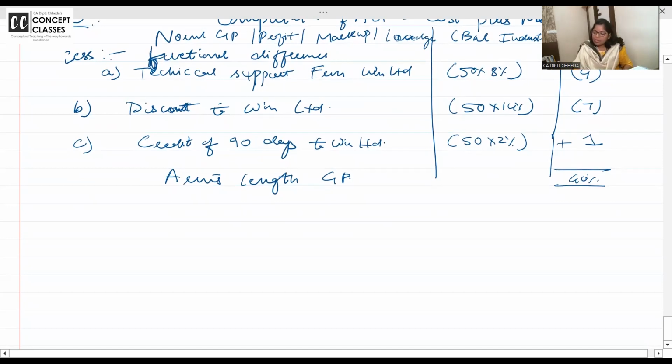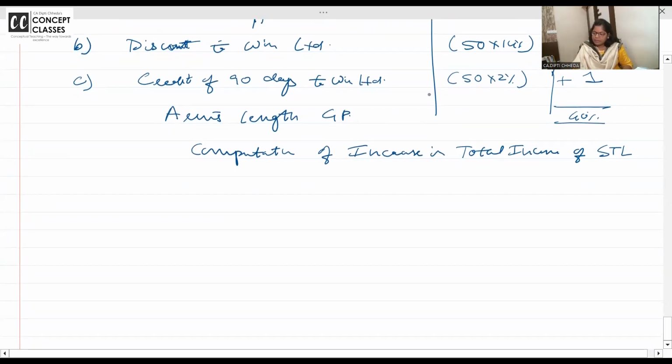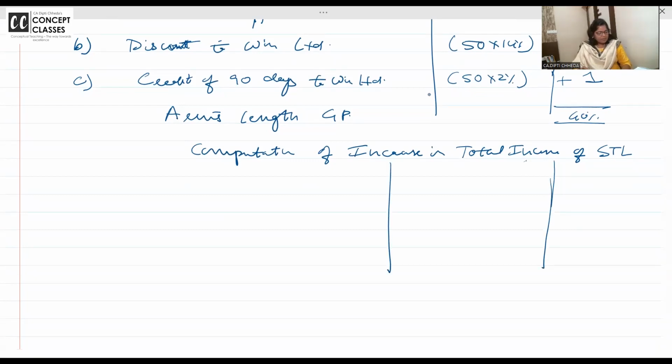Now, chalo. Computation. Have they given income of India वाला company, Sista Limited? No. नहीं तो हम उसके income में कितना add करना है वो कर देते. Computation of increase in total income of Sista Technologies Limited, जो इंडिया की कंपनी है, उसकी इनकम बढ़ाएंगे. कैसे? Let us see. Okay.